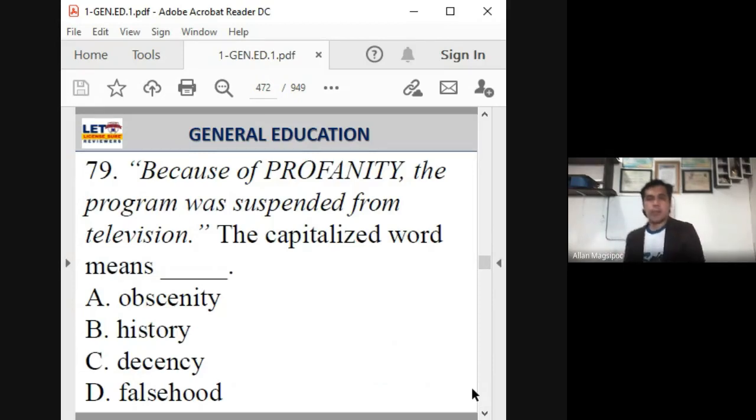Because of profanity, the program was suspended from television. The capitalized word means... You may be familiar with the root word of the word profanity. That's one advantage. If you know the root word, you'll be able to see the correct answer in the options. You may also use elimination. Same ideas in the options, eliminate. Pag same idea.